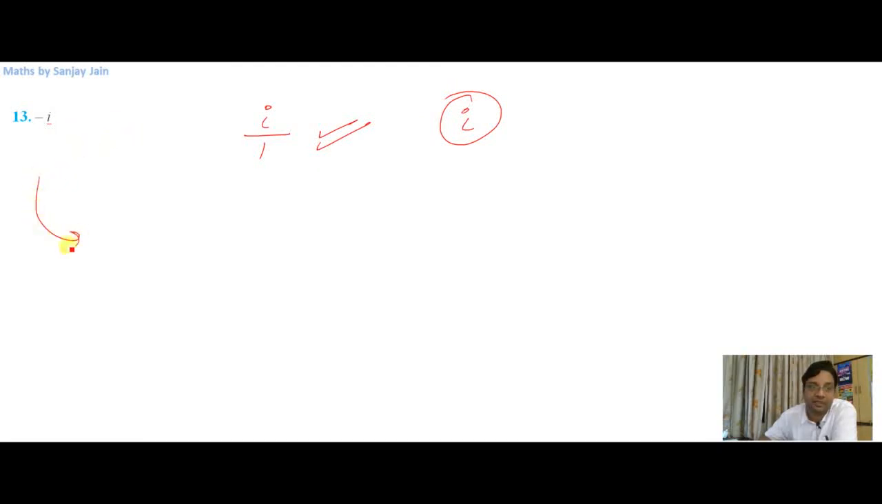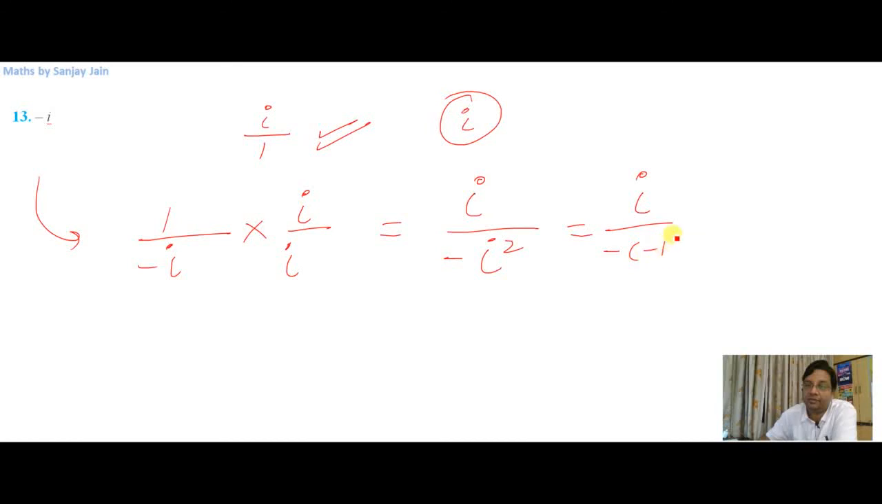What was the second way? You could have written it as 1 upon minus iota, then multiplied and divided it with iota. So the numerator is iota and the denominator is minus iota squared, which is minus of minus 1. So it will give you iota as your answer, and you can write it as 0 plus 1 into iota in a plus iota b form.